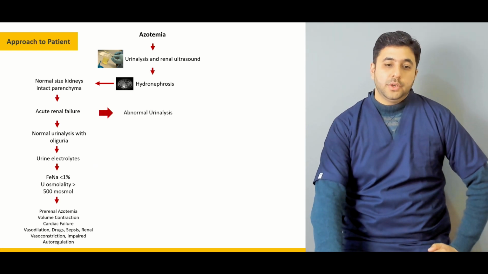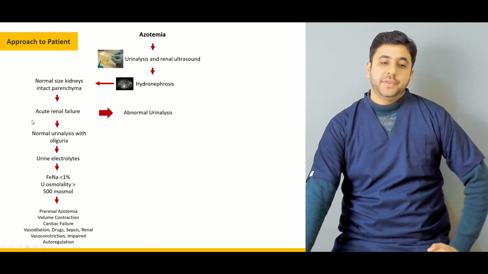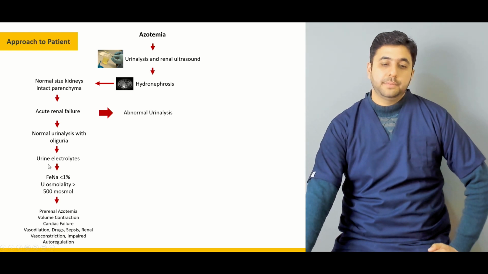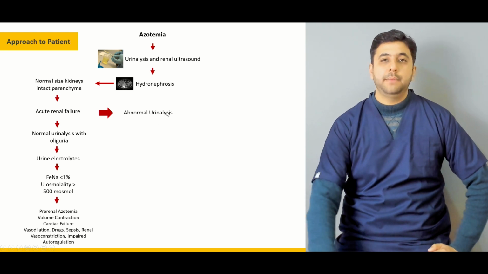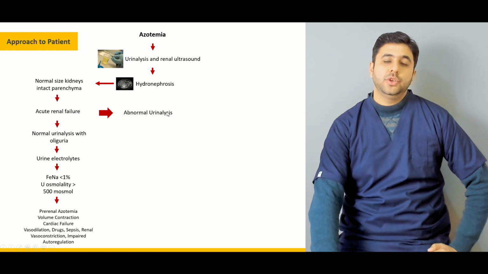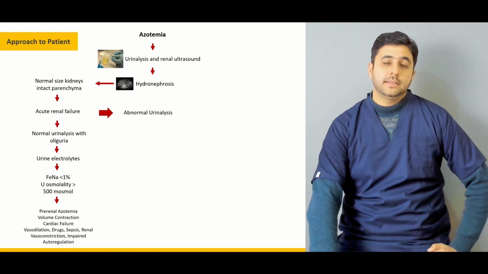Now, you have reached this part, and you have diagnosed the prerenal azotemia. This picture is of prerenal azotemia. But you did an ultrasound and finally arrived at a diagnosis of acute renal failure, and then you did a urine analysis, and the urine analysis was abnormal. What do we mean that the urine analysis is abnormal?